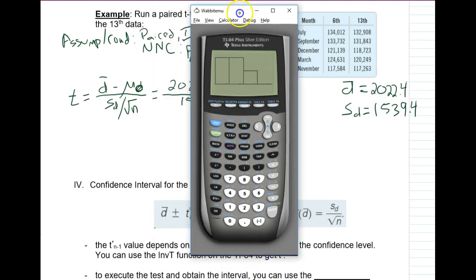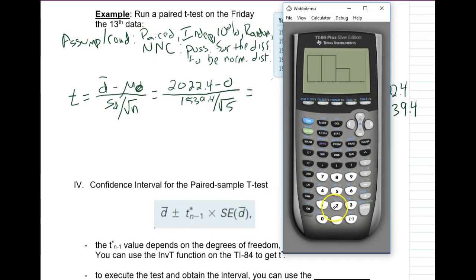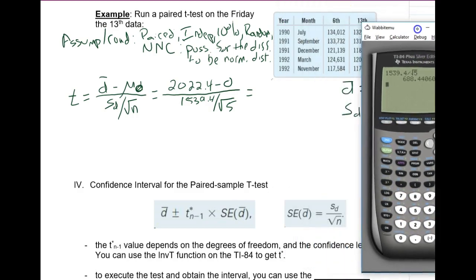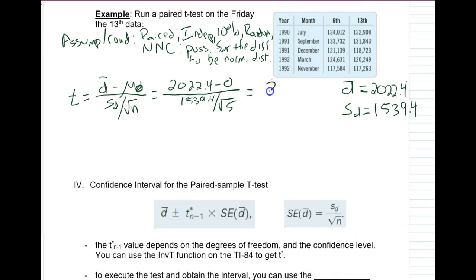All right, pulling our calculator up here. I'm first going to figure out 1539.4, and we'll divide that by the square root of 5. Okay, 688.44. All right, so that's 688.44.